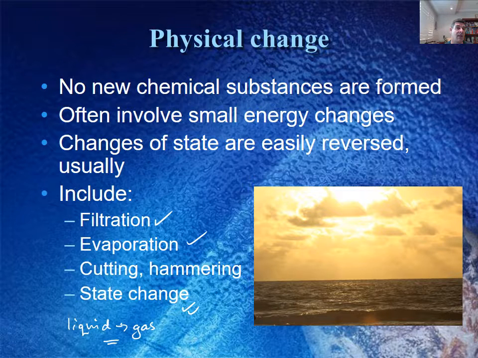Also, things like malleability and ductility to be able to shape different types of metals, for example, or to draw them into wires. This sort of thing is another example of a physical change. The shape changes, but the chemical nature does not.